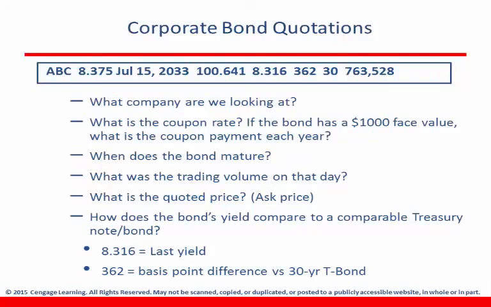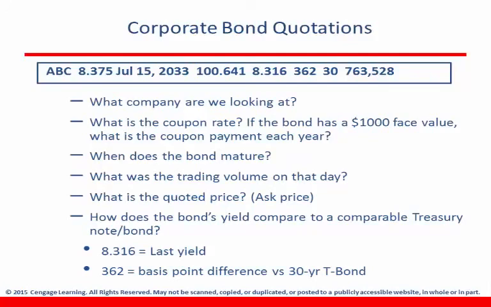What was the trading volume? That's the next number, 100.641. What is the quoted price, which is known as the ask price? And that's, whoops, I can see that I just made a real quick mistake. Sometimes these get ordered in a slightly different way than I was expecting. So you can see here that the trading volume is actually that 763,528 number, which makes a lot more sense.